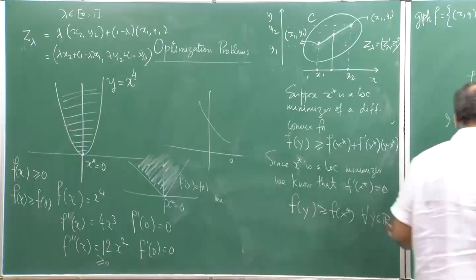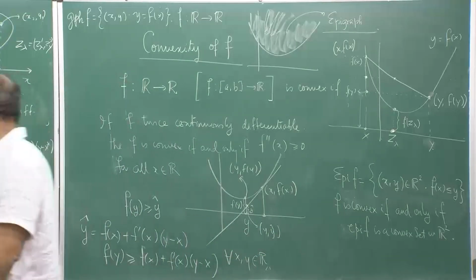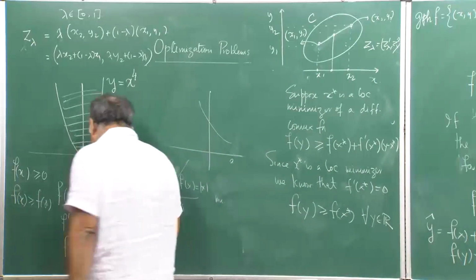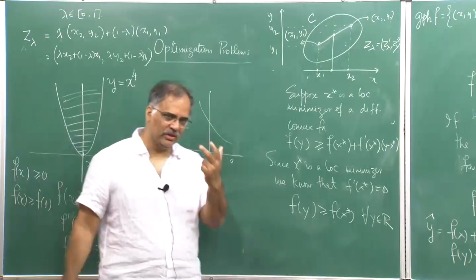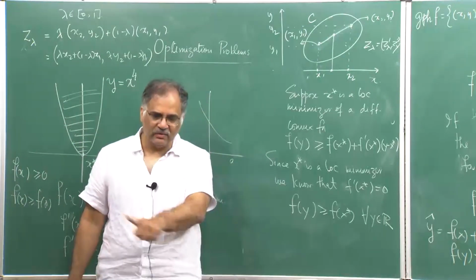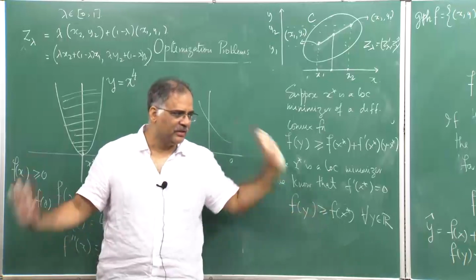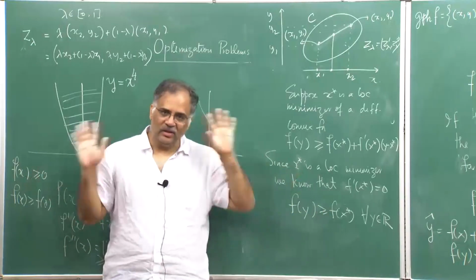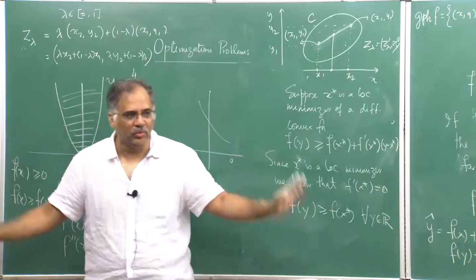We need not bother with such things, but this is very important. Two learnings: for a convex function, if f dash x star is 0, then x star is a global minimizer, and hence every local minimizer is global.